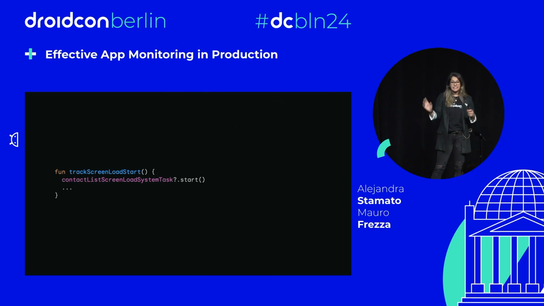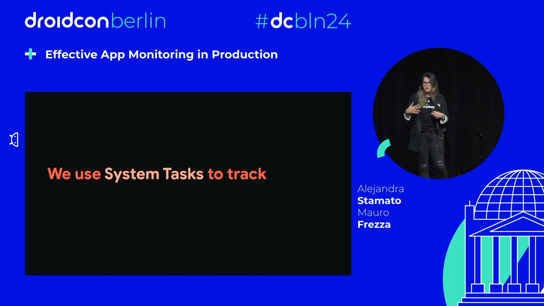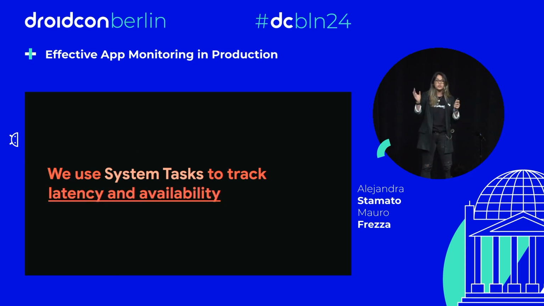Inside the monitor, the track screen load start might look something like this, right? Like you have a contact list screen load system task, and you're going to call start. And the interesting thing is, what does the system task do? We use the system task to help us track these indicators that we were mentioning before, latency and availability.